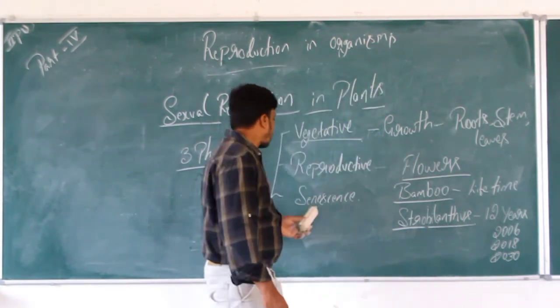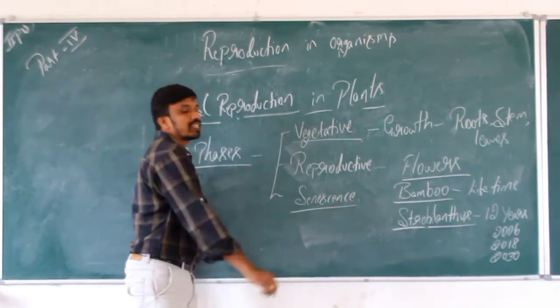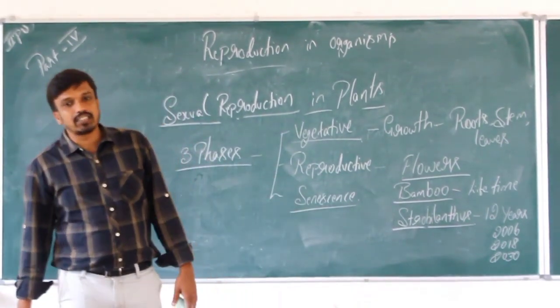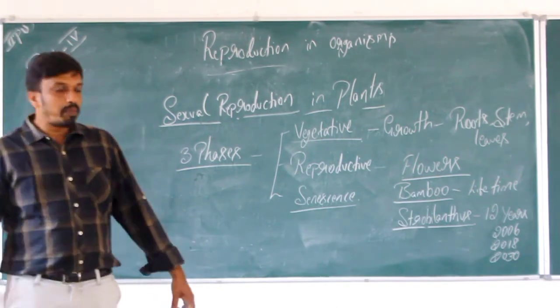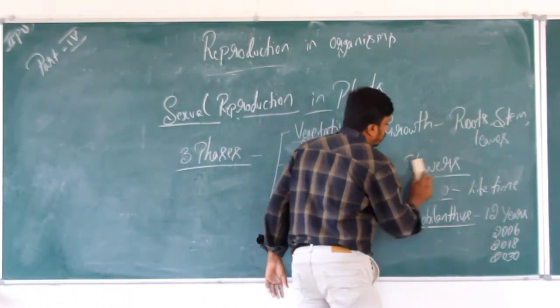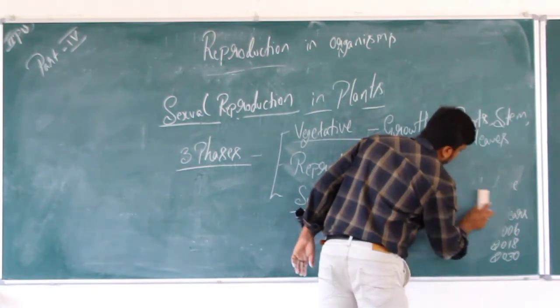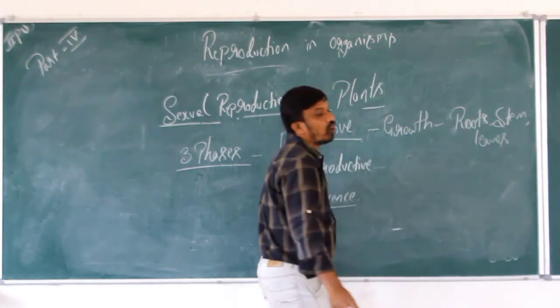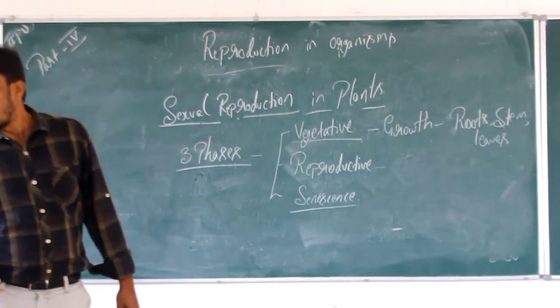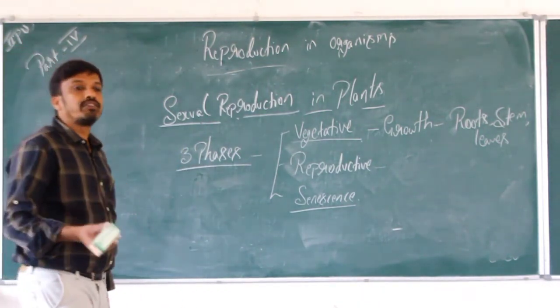Okay, next coming to the last part, that is senescence. It is nothing but the aging of an organism or aging of a plant. What happens here? There is a progressive loss of structure and function.